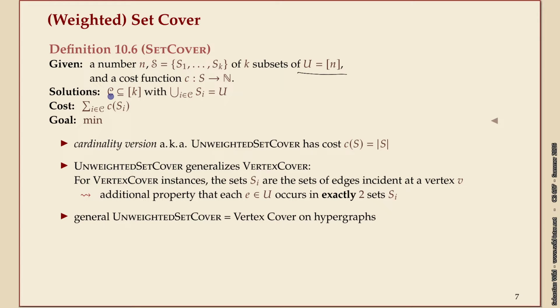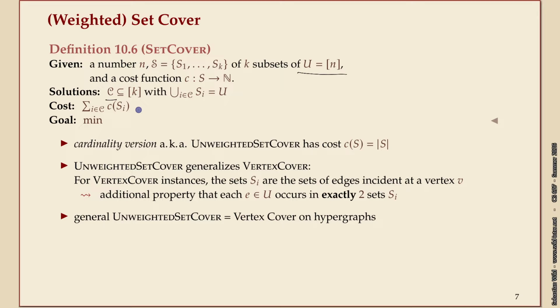Then solutions are collections of subsets, or here formally the output is a collection of indices, so that if I take all the elements with indices in that set C, then I get as the union all of the universe back. So I have to cover the whole universe by making a selection from the sets I'm given. And the cost of such a selection is just the sum of all the sets' costs, and that we want to minimize.